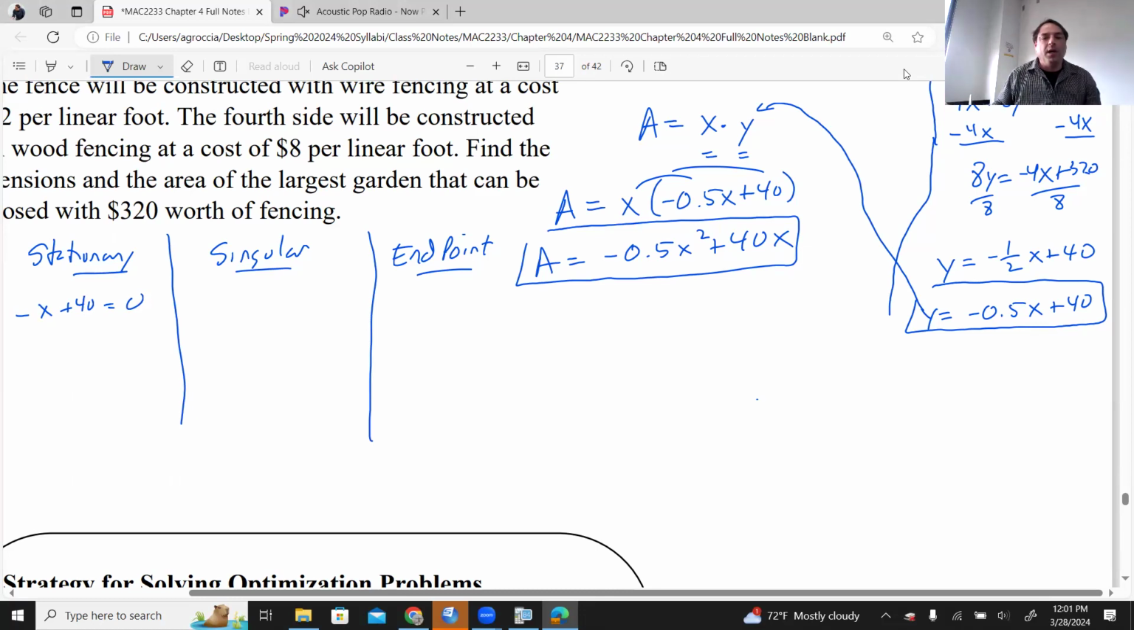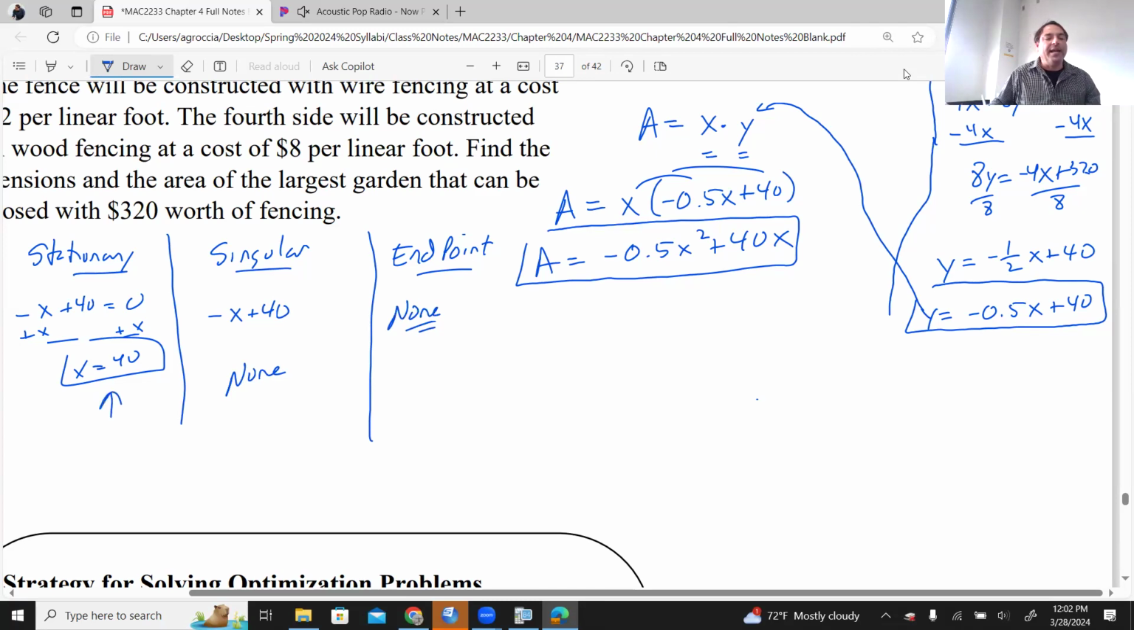Okay. Then we're going to go ahead and solve for x. So if I add x, x equals 40. Good so far? Then singular, we look at the derivative. Is there any place where it's undefined or anything like that? None. We're not given any endpoints. We can kind of reason them out, like a really low number, really high number, but those extremes don't generally work. So we have none.